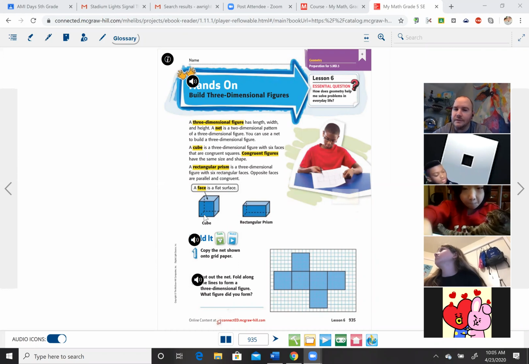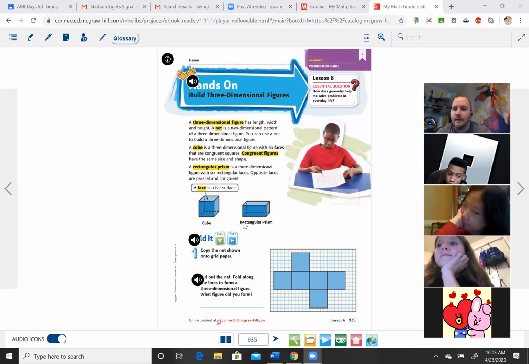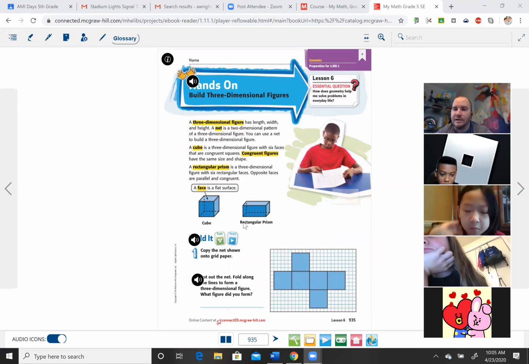This is a perfect cube. Maybe you have a room like that in your house. It's like 8 by 8. This is a rectangular prism. My classroom was a rectangular prism because everything wasn't perfect squares. A lot of your rooms and things like that are not perfect.